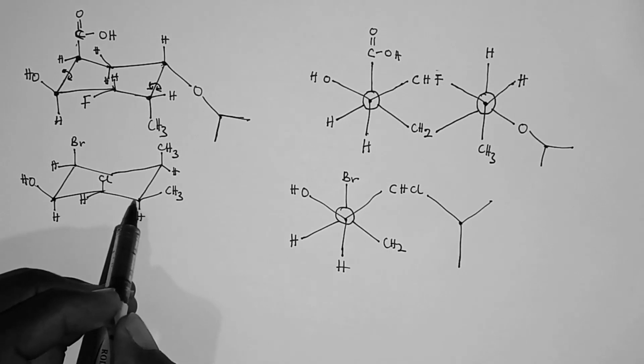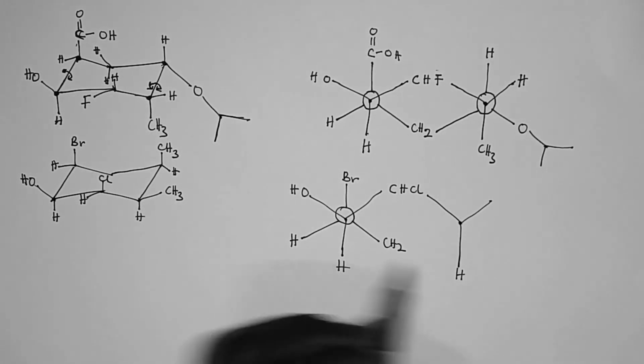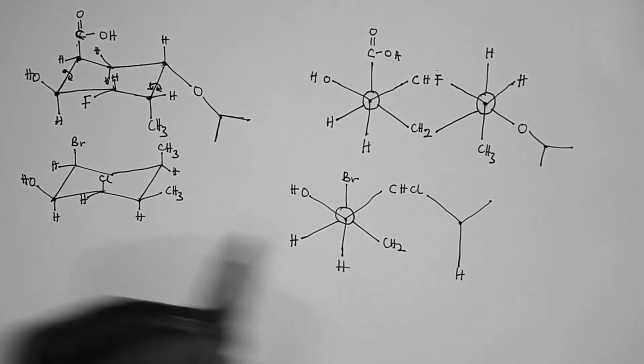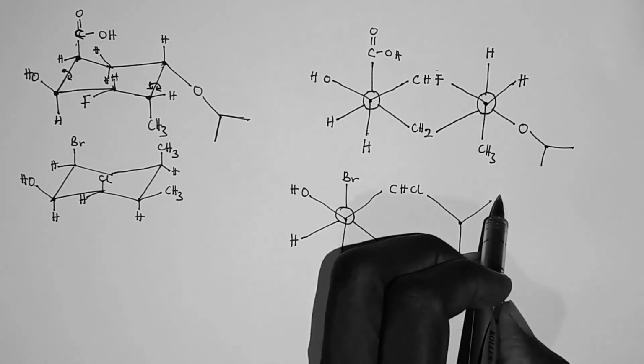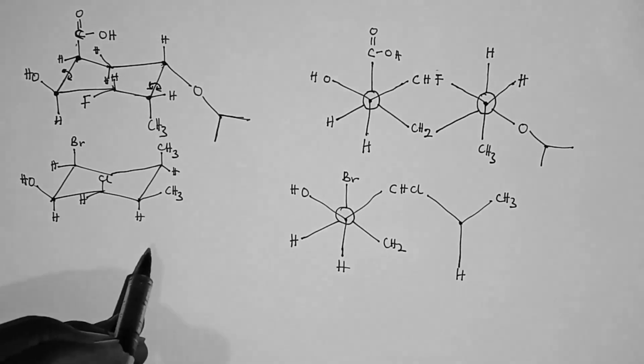Then let's come to this carbon. The down part is made up of a proton. So this is this proton over here. Then the right hand side is a CH3 group. So this part is a CH3 group.